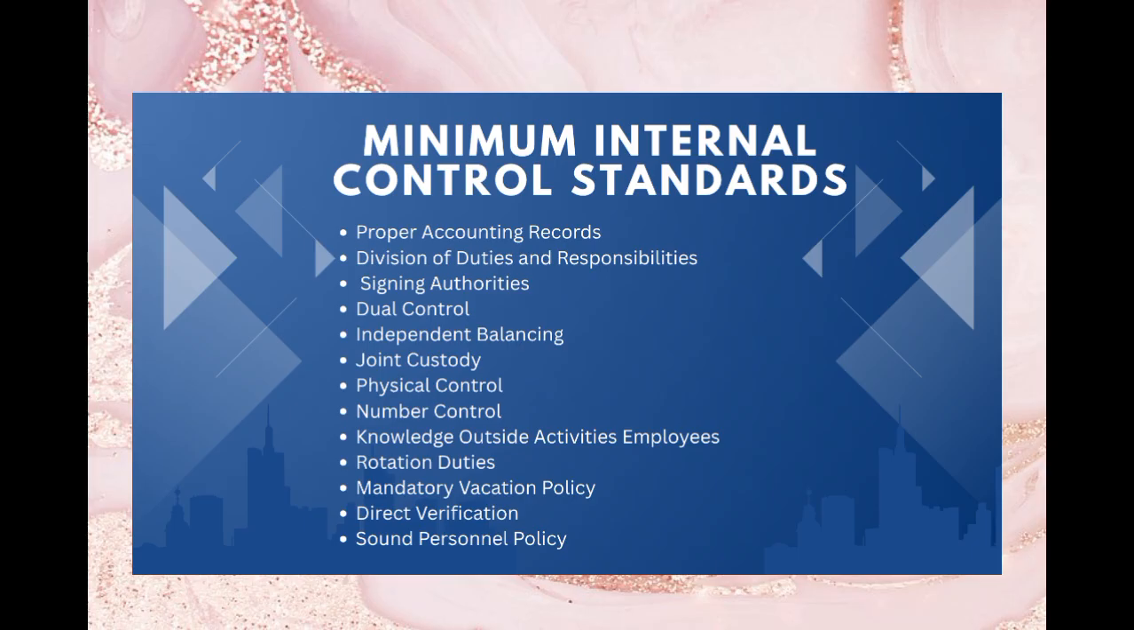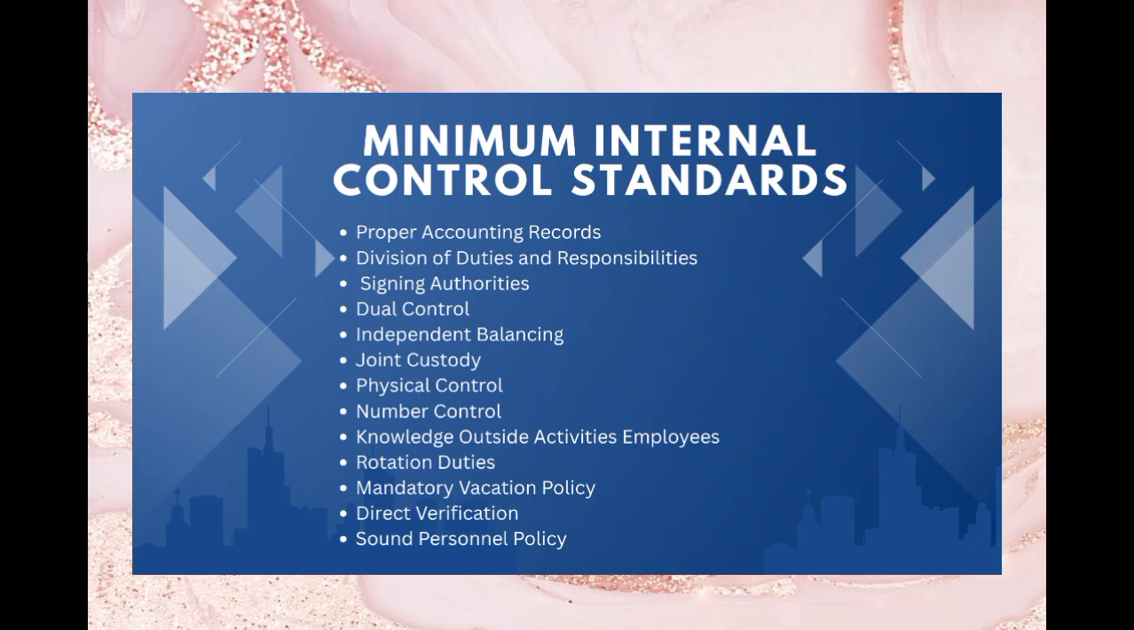Dual control requires two people to authorize or complete a transaction, reducing the risk of fraud or error. Moving on to another critical aspect of our internal controls, the next topic I'll be covering under minimum internal control standards are independent balancing, joint custody, and physical control. These elements are essential in ensuring the integrity and effectiveness of our internal control framework.